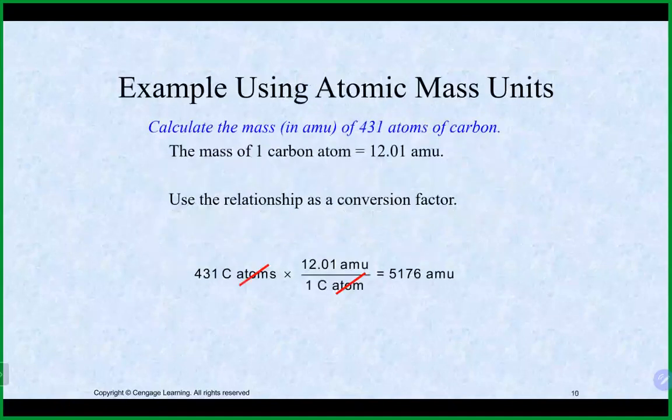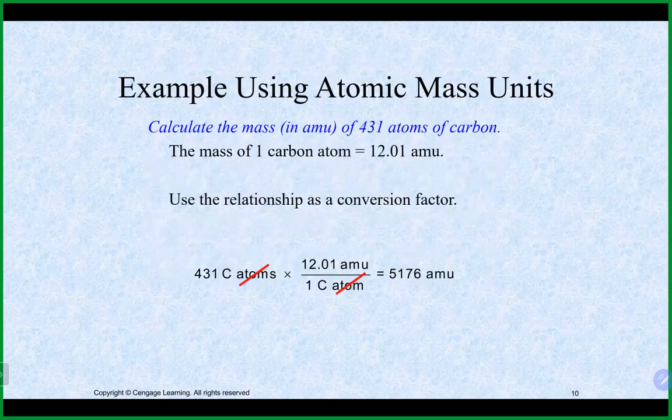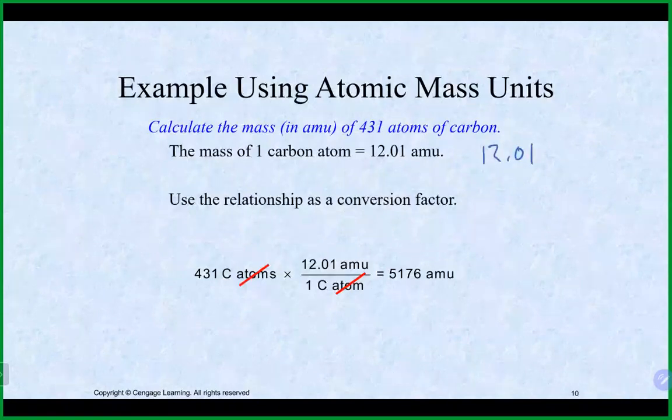All right, so we talked about that. We can use atomic masses in AMU as conversion factors. And as I said, we probably won't do a lot of this, and you really don't do it in chemistry too much using the AMU version. But if we were going to figure out the mass in AMU of 431 atoms of carbon, we would use our atomic mass from the periodic table as a conversion factor.